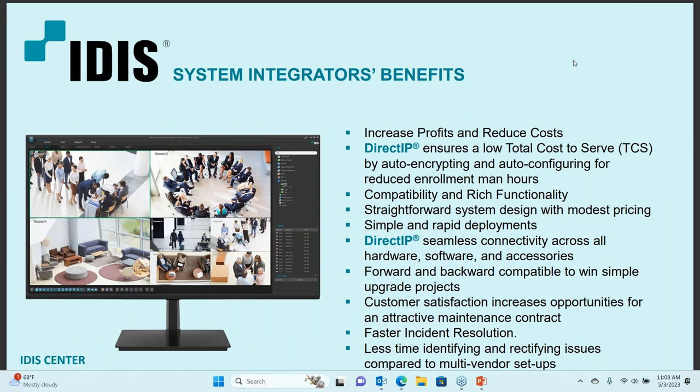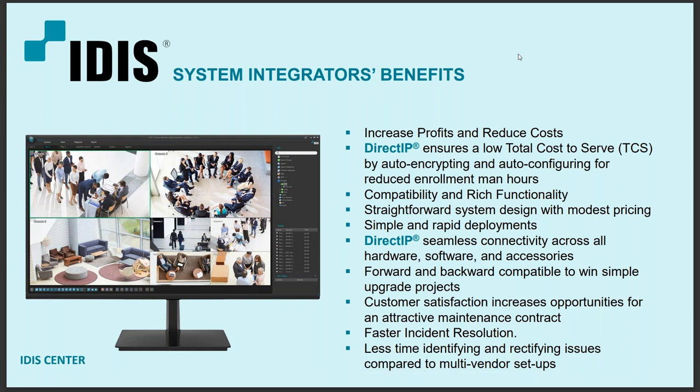Benefits: increase in profits and reduce costs. Direct IP, our own auto encryption, our auto configurations, and reducing the hours it takes you to enroll them. You don't have to put the IP addresses in. It's automatically configured for you. Once you put it in, you just drag it. Same way with mapping. If you have a map, you can put a map in there and take the cameras and just drag them and put them wherever you want, in a door, in a hallway, wherever you want to put them.